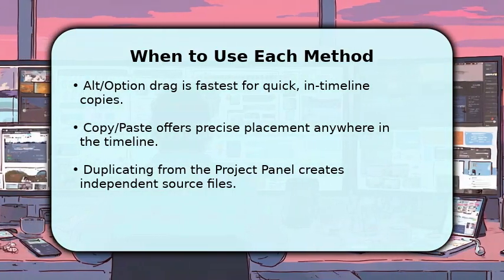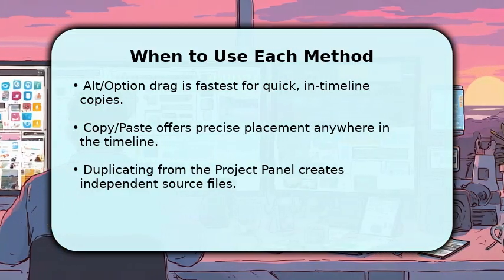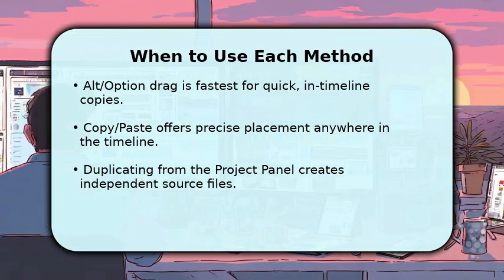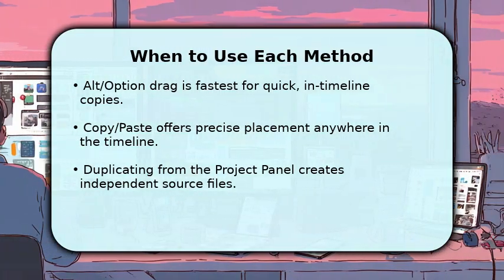Duplicating from the Project panel is best when you need an entirely separate version of the clip, allowing you to modify it without altering the original source media. Choose the method that best fits your current editing task.